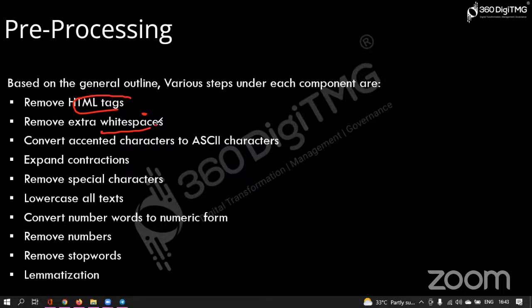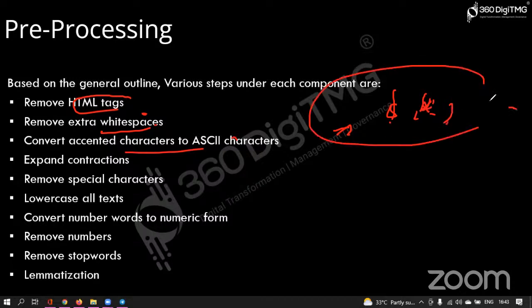White spaces, you might be having extra spaces, and you might be having different characters, like hash and something like these characters. You might be having special characters, lowercase, convert numbers from words to numeric.